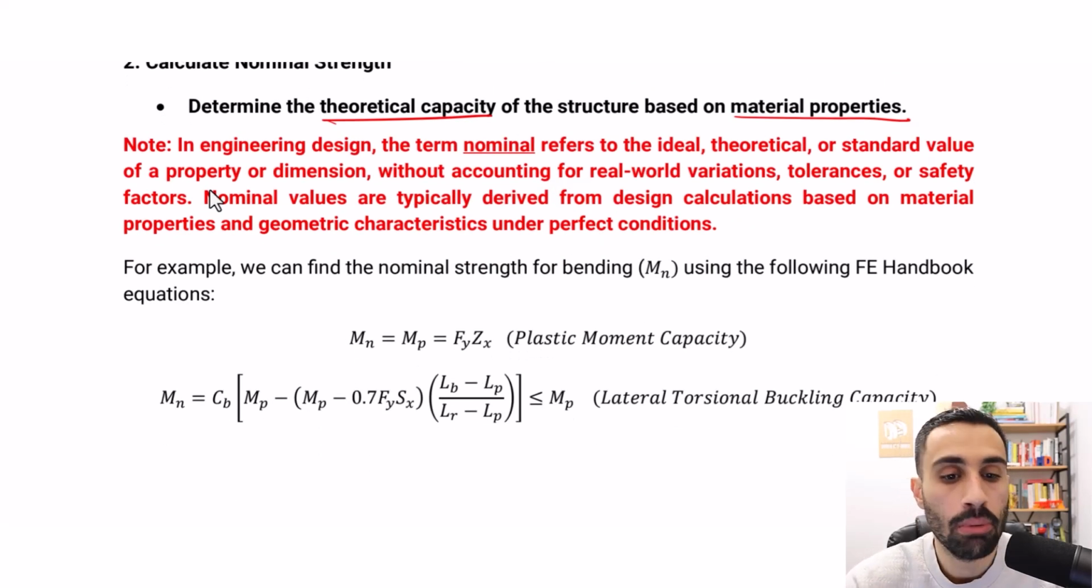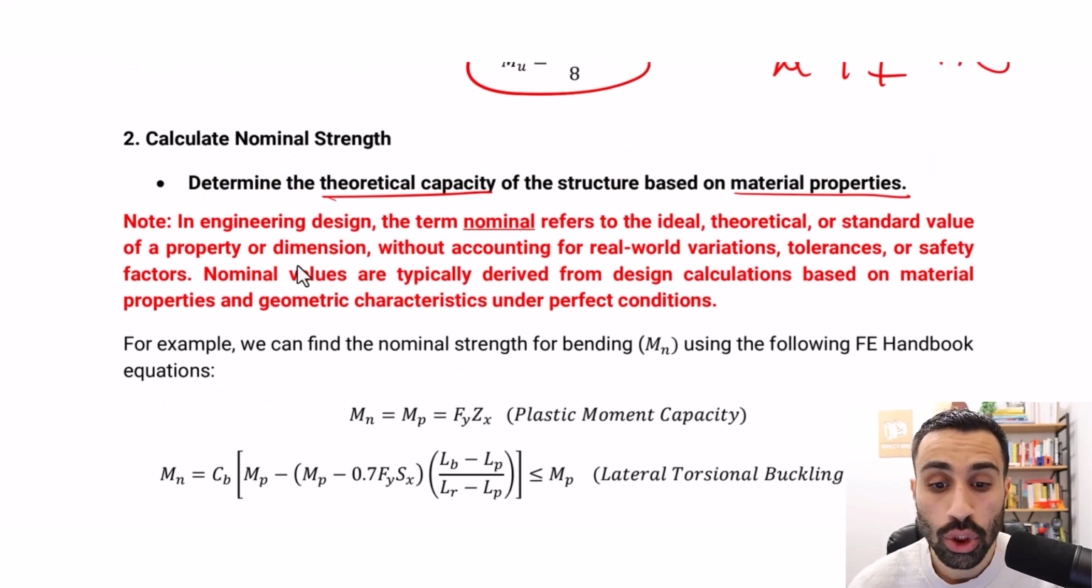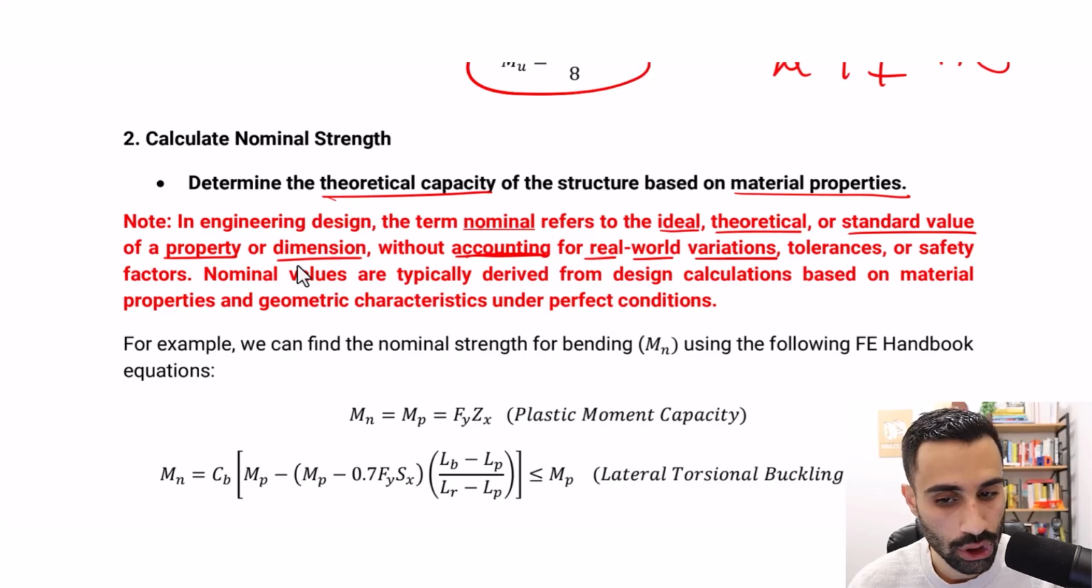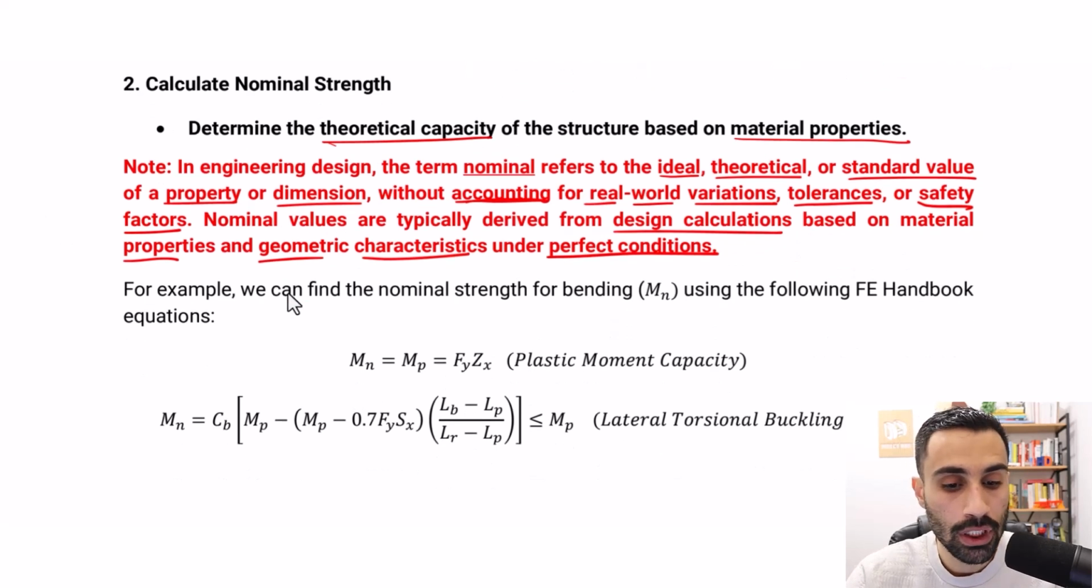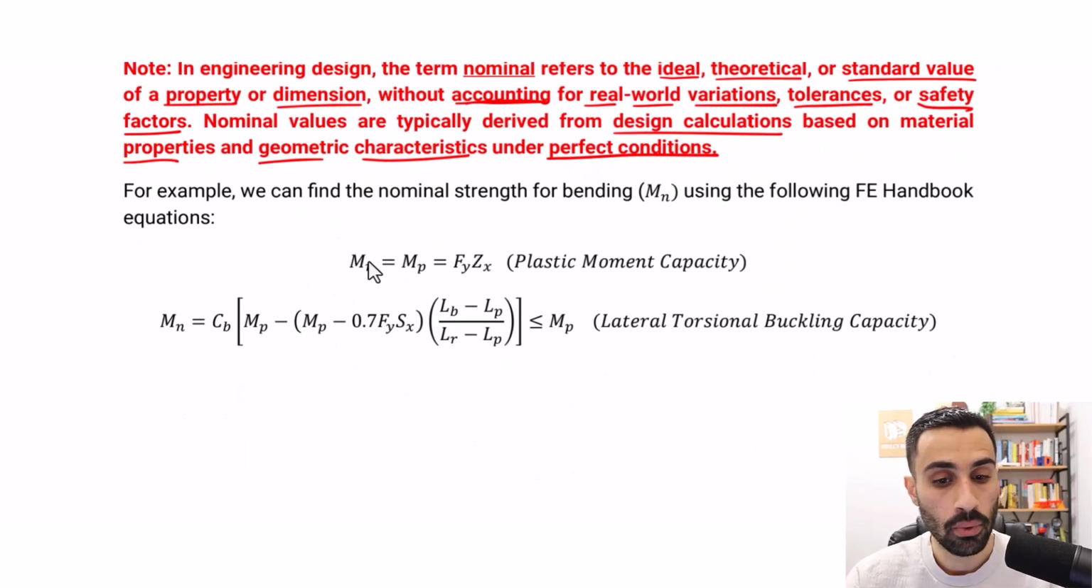I want you to know, nominal is a common term used in engineering, so this refers to the ideal theoretical or standard value of a property or dimension. In our case, the property is the strength. So it does not account for real-world variations, tolerances, or safety factors. We're not accounting for that yet. Nominal values are typically derived from design calculations based on material properties and geometric characteristics under perfect conditions. Nominal. That's what that means, a common term often used in engineering. So this is the nominal capacity.